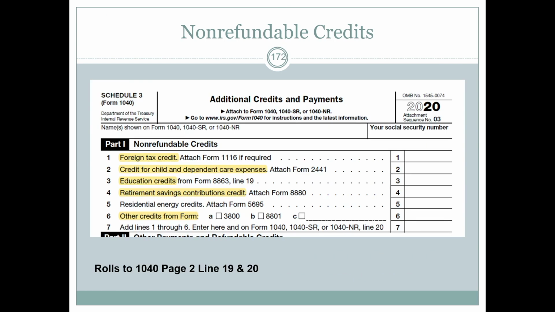Non-refundable credits will appear on Schedule 3 of the 1040, and then they go to line 20 of the 1040. Let's talk about the non-refundable credits. The common credits that our taxpayers will have include foreign tax credit, credit for child and dependent care expenses, and we don't want to confuse that with the child tax credit, which we will talk about a little later. Education credits on line 3, retirement savings contributions credit, line 4, and line 6, other credits, which we rarely see. And again, this rolls up to the 1040, page 2, line 19 and 20.